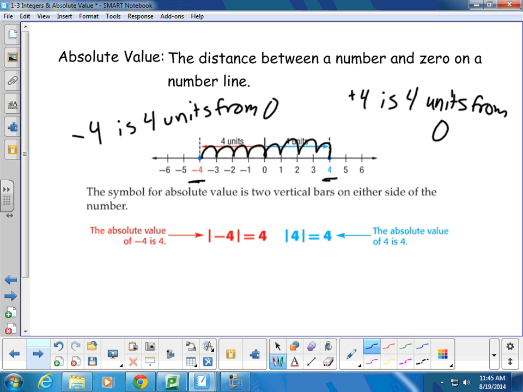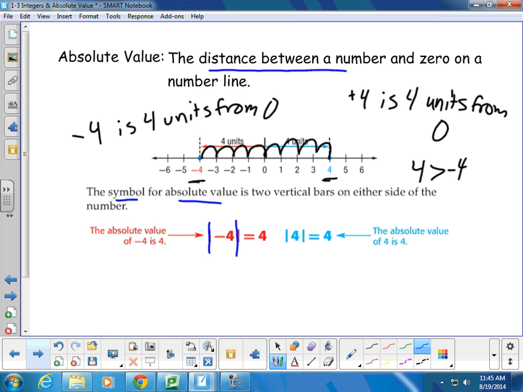So they have the same value away from 0. We do know that 4 is greater than negative 4, but they have the same absolute value. Okay, so keep that in mind. The distance a number is from 0. The symbol for absolute value is 2 vertical bars. So just like this. That's absolute value.